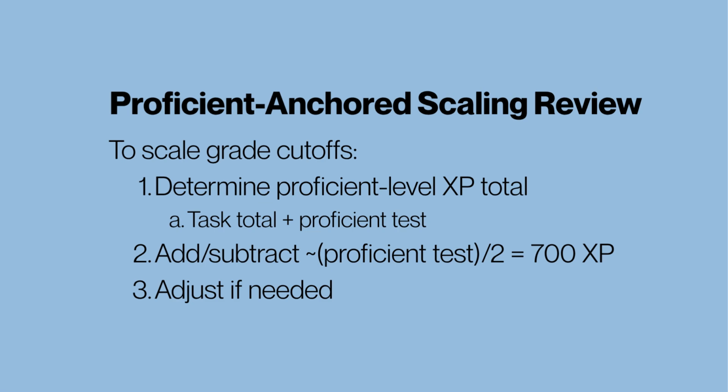So to recap, to find your grade cutoffs using this method, determine your proficient task plus test total to get your proficient grade total. For me, that's an 80%. And then add and subtract your proficient test value XP divided by 2. If you're using my rubric, that will be 700. And if you're using my test rubric and my XP task values, then your scale is actually now done. We just did it. You can just make now any adjustments for more or fewer tasks that you want to include.